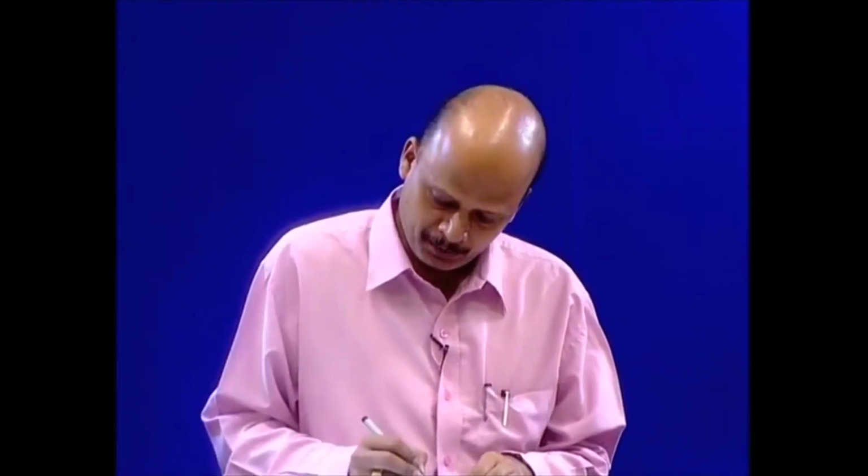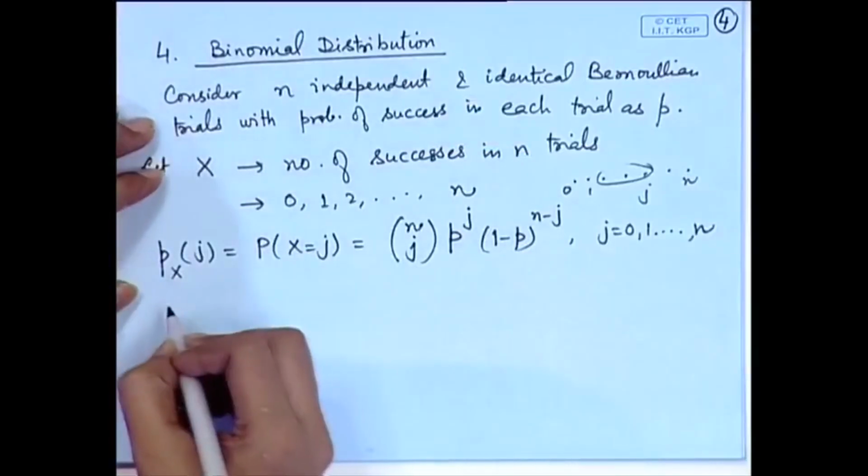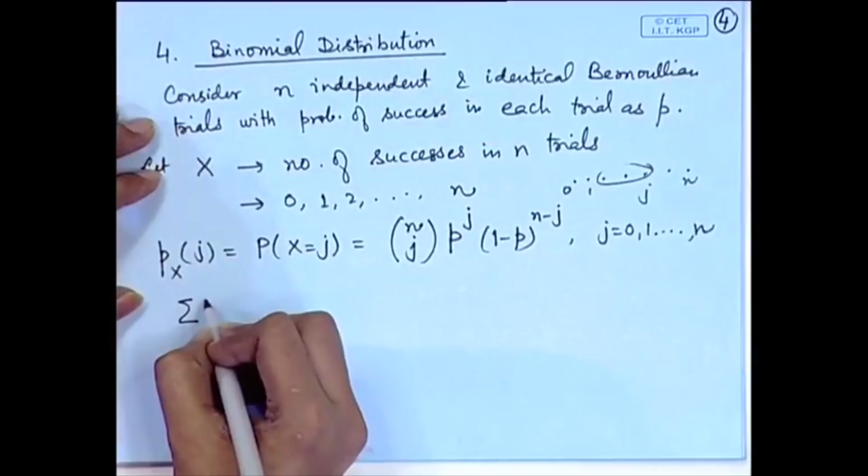We may be interested in looking at the number of patients treated successfully following a particular line of treatment and so on. So, whenever we are interested in dividing a particular phenomenon only as a success or failure, then this particular distribution is quite useful. Let us look at various properties.